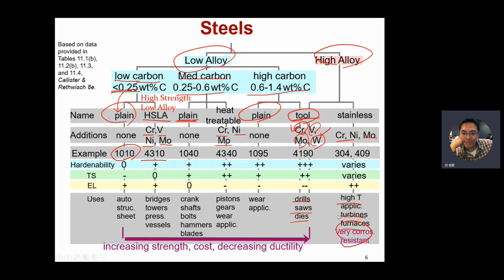One thing we have to notice is that strength and cost increase and ductility decreases with carbon content. So you can see the strength increases, the cost increases, and ductility decreases with carbon content. This side is high carbon content, and this side is low carbon.